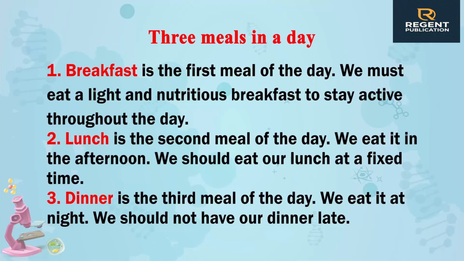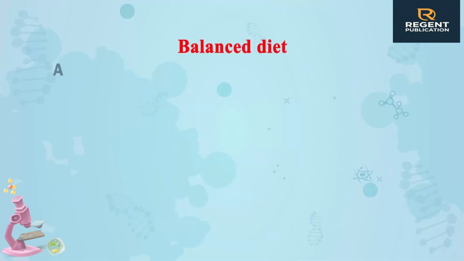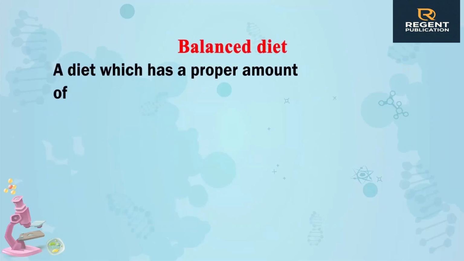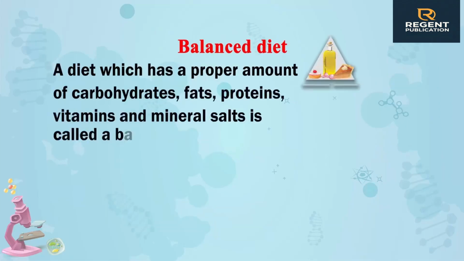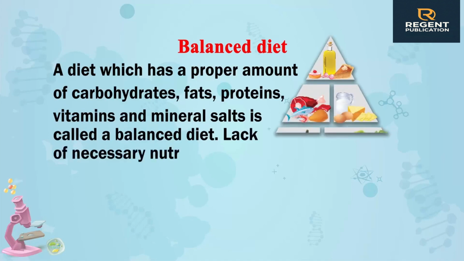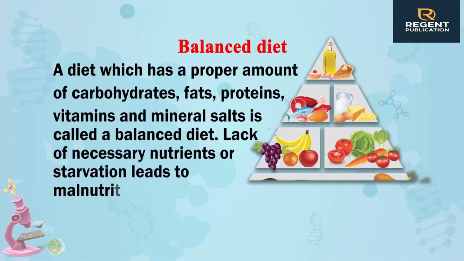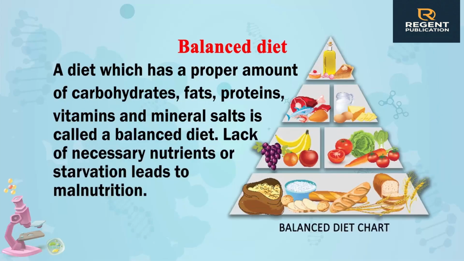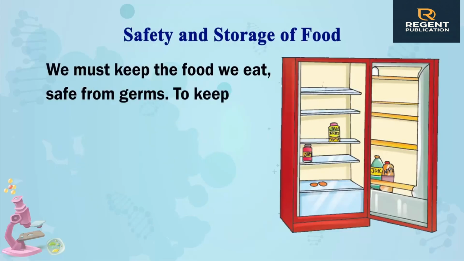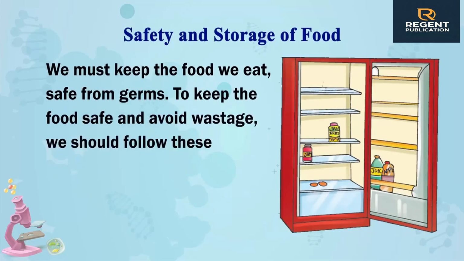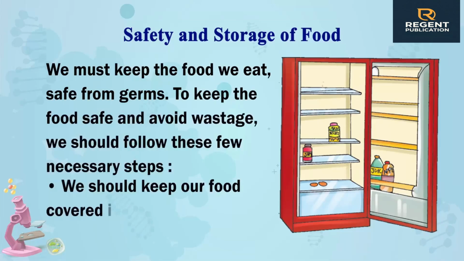Balanced diet. A diet which has a proper amount of carbohydrates, fats, proteins, vitamins, minerals and salts is called a balanced diet. Lack of necessary nutrients or starvation leads to malnutrition. Safety and storage of food. We must keep the food we eat safe from germs. To keep the food safe and avoid wastage, we should follow these few necessary steps.